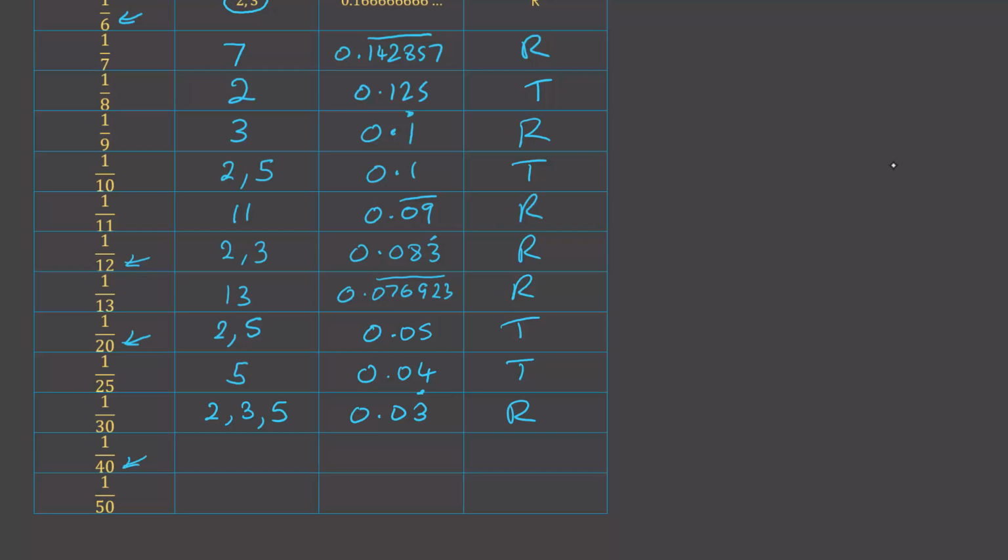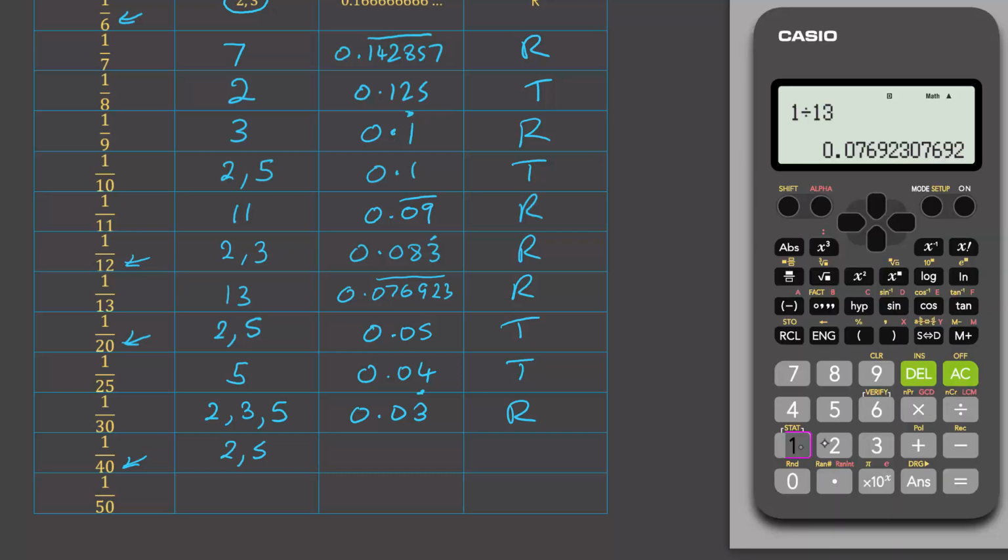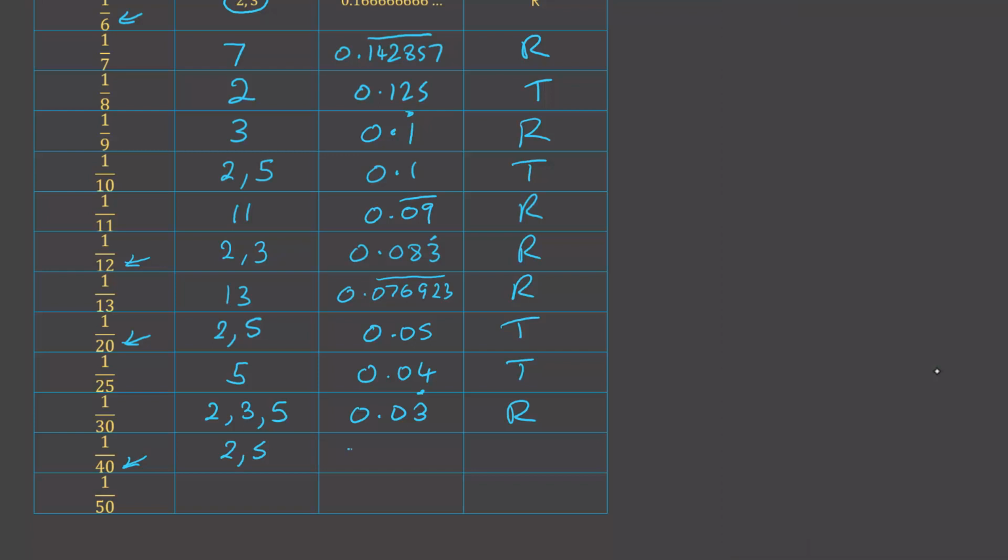Now if we think about 40, 40 is 8 times 5, so the primes there are 2 and 5. And 1/40, so let's just quickly do 1 divided by 40. 0.025. I should have got that just by halving this one. And that terminates. And then for 50, 50 is 2 times 25, 2 times 5 times 5, and that is 0.02. And so that terminates.